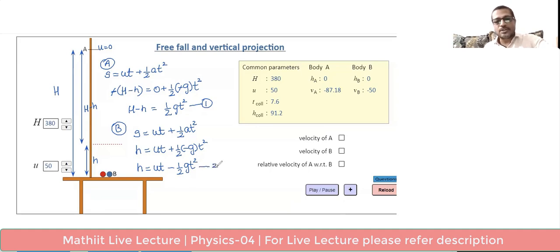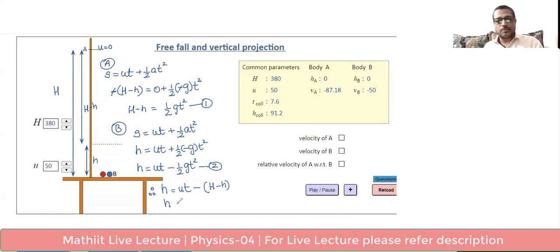So this is equation 2. In equation 2, you see there is this term called half gt square. But what can half gt square be written as? It can be written as capital H minus small h from equation 1. Equation 1 tells us that half gt square is capital H minus small h. I can use that in equation 2. Therefore, now I'll write small h is equal to ut. This minus is there as it is. Then instead of half gt square, I'm writing capital H minus small h.